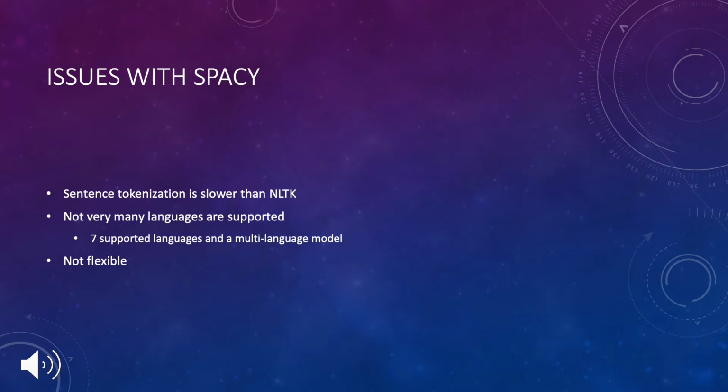However, not every tool is perfect, so there are some downsides to spaCy. Sentence tokenization is slower than NLTK. If this is something that would affect the use case, NLTK might be a better option. There are not very many languages supported. There are 7 supported languages, as well as a multi-language model that supports multiple languages, and it doesn't have very flexible use cases. This is probably why it's most often used in production environments and why NLTK is used in research, because it's more flexible and there are many more use cases.